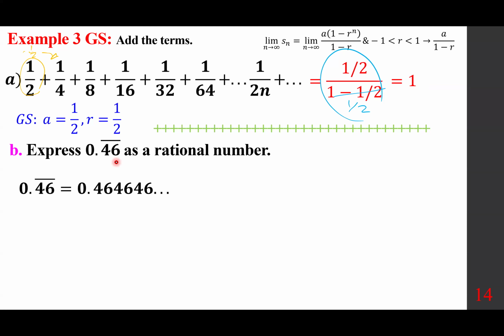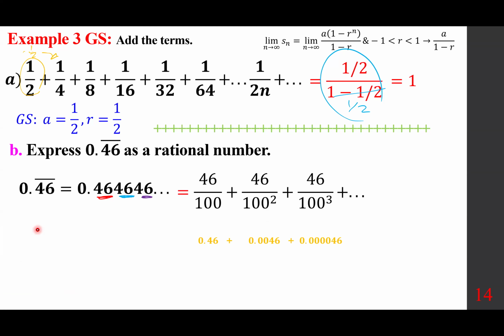0.464646. What this means is this part, which is 0.46, added to this part, which is 0.0046, added to this part, which is 0.000046, and it continues. You can write those numbers in the form of a fraction or decimals.